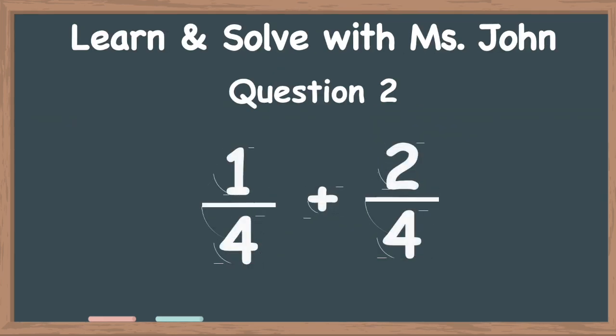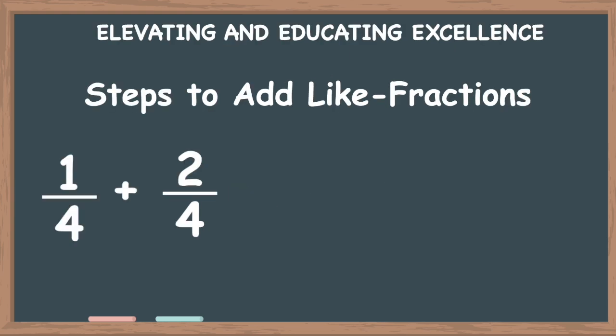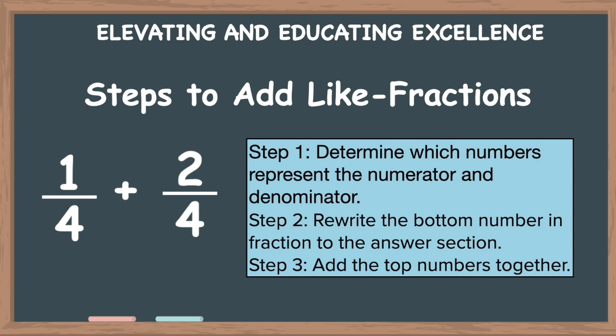Question number 2. We're going to add 1/4 plus 2/4. Let's first determine the steps to add like fractions. So step 1, we're going to determine which numbers represent the numerator and the denominator. Step 2, we're going to rewrite the bottom number in the fraction, also known as the denominator, to the answer section. Step 3, we're going to add the numbers, the numerators, together.